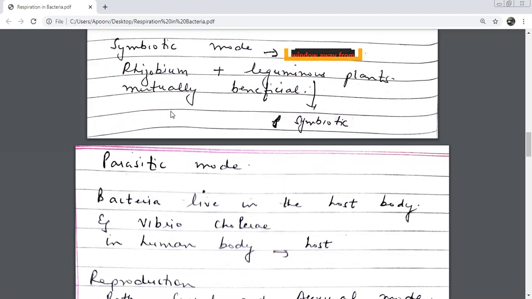Similarly, you have two kinds of anaerobes also. Just give me the name. Obligate anaerobes and facultative anaerobes. Now we move on to the second heading that we did, nutrition.